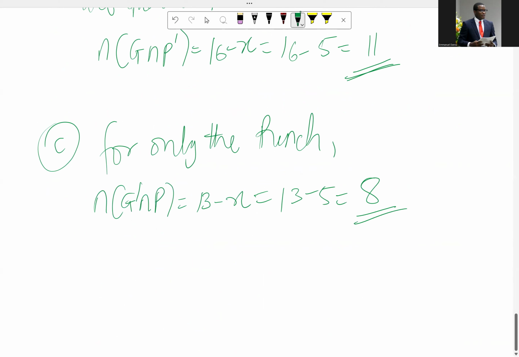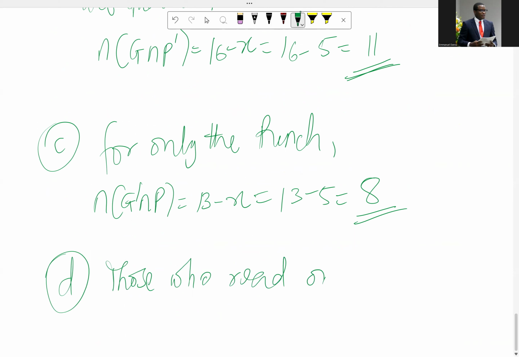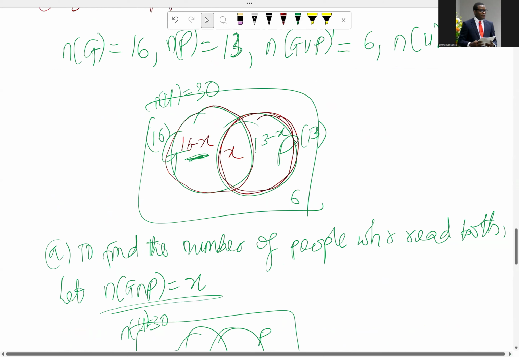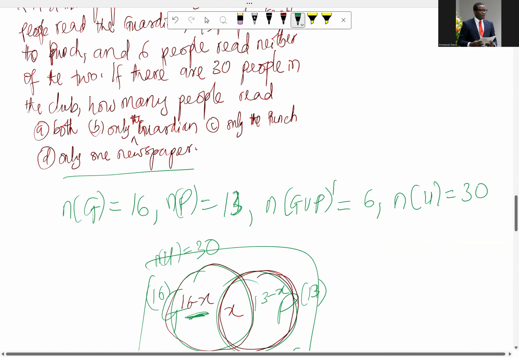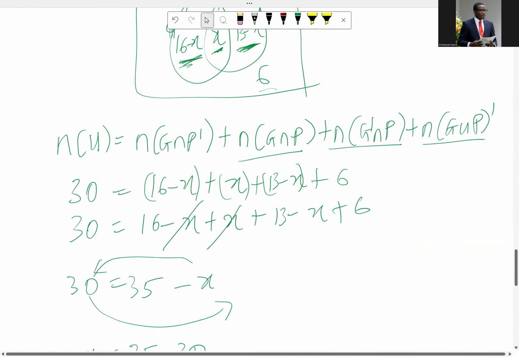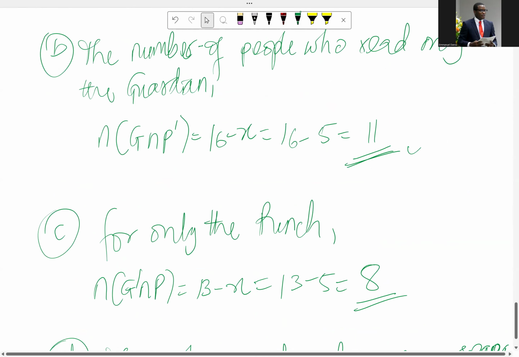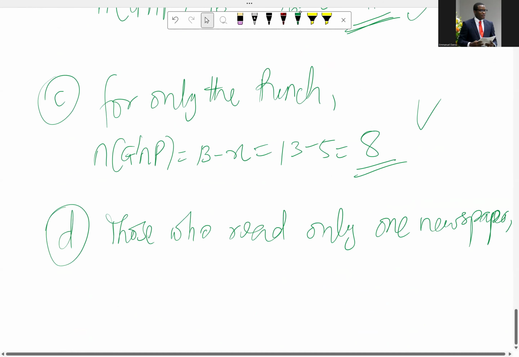Okay, finally, we need those who read only one newspaper. So here now, that means we want to sum up those who read only the Guardian and only the Punch. That's what this question is about. Only one newspaper means either only the Guardian or only the Punch. So in this case, we already have the two results from here.